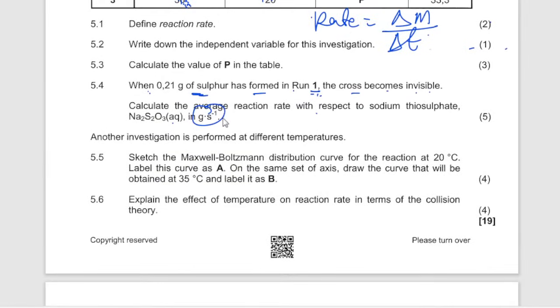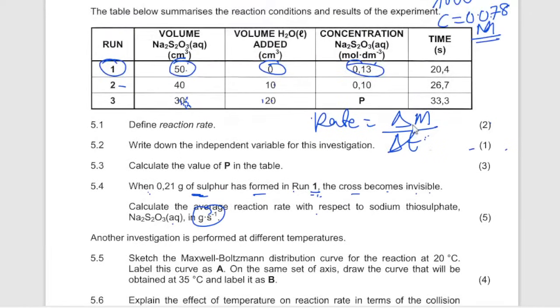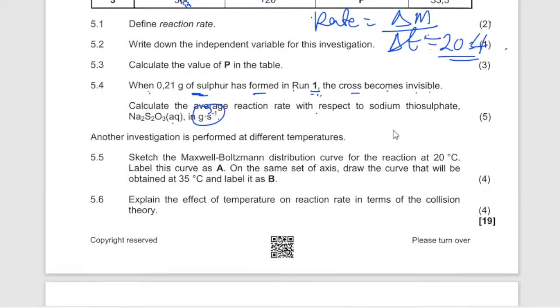Then here, calculate the average reaction rate with respect to sodium sulfate. So now we have seen that rate is equal to change in mass over change in time. Now we know the time here, which is 20.4, but we don't know the mass. So it means that we're supposed to look for the mass. So how are we going to find the mass?